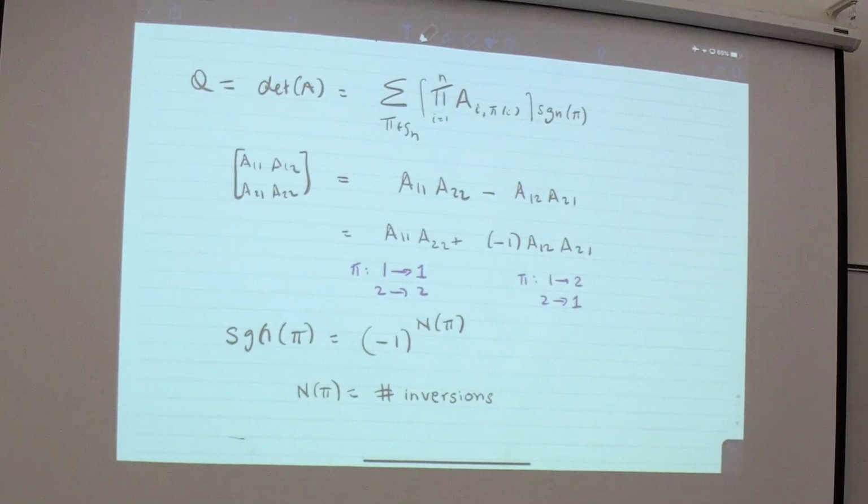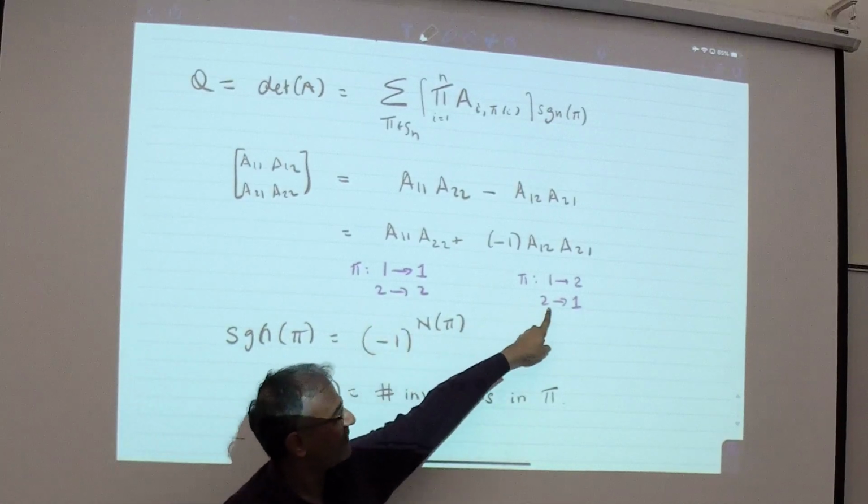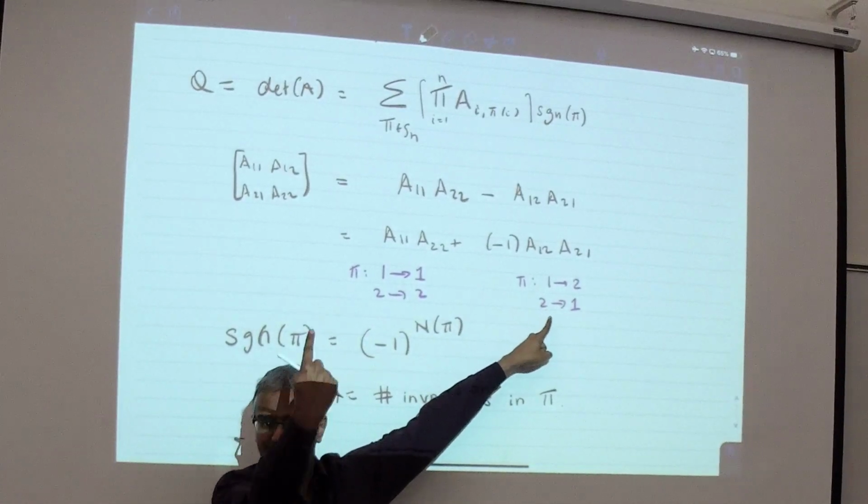So inversions are when, think of this as being an ordered set. If something goes to something bigger, you're fine. If something goes to something backwards, you're wrong. This has no inversions. Everything's kind of nice. This has one inversion: 1 going to 2, and then 2 going back to 1.